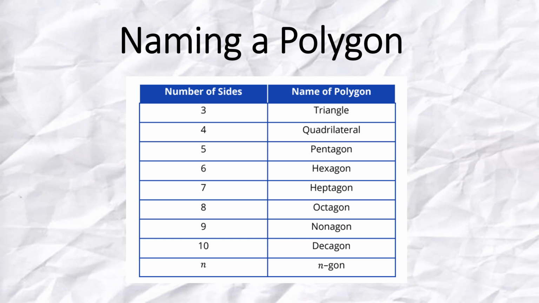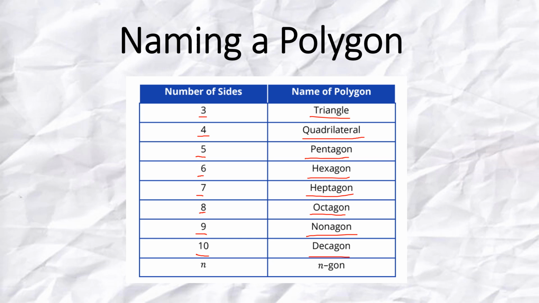So we have here the table. For a polygon with 3 sides, we call it a triangle. A polygon with 4 sides, we call it quadrilateral. A polygon with 5 sides, pentagon. A polygon with 6 sides, hexagon. A polygon with 7 sides, heptagon. A polygon with 8 sides, octagon. A polygon with 9 sides, nonagon. And a polygon with 10 sides, decagon. So on and so forth.